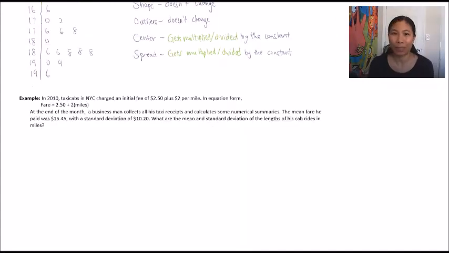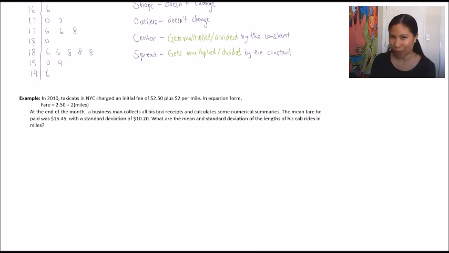So one last example related to transforming data. Let's say in 2010, taxi cabs in New York City charge an initial fee of $2.50 and then $2 a mile for however far you go. So in equation form, your fare equals 2.5 plus 2 times however many miles you travel. At the end of the month, a businessman collects all his taxi receipts and calculates some numerical summaries. Turns out that the mean fare that he paid was $15.45 with a standard deviation of $10.20. So what are the mean and standard deviation of the lengths of his cab rides in miles?